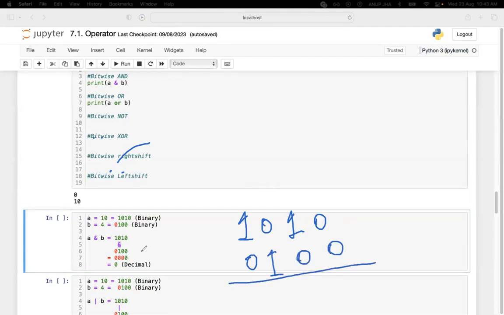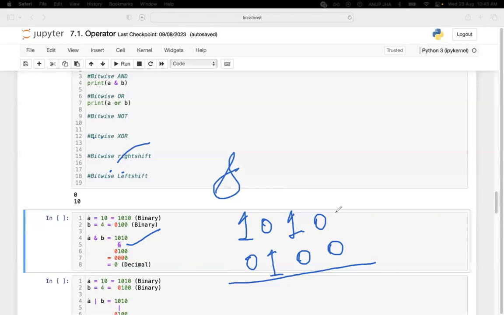So when I am applying this, it is called the binary AND operator. This ampersand symbol is the representation of the binary AND operator. You can say bitwise AND, or binary AND, or bitwise AND operator.